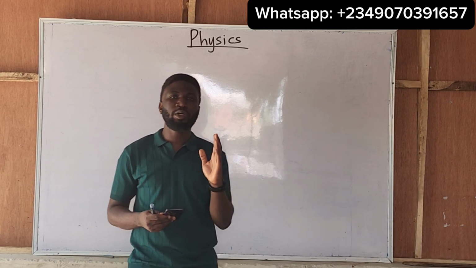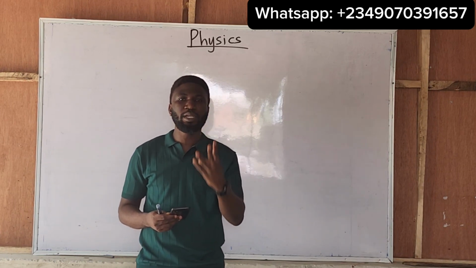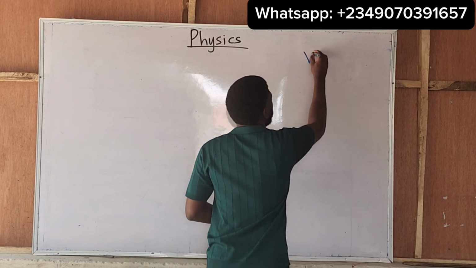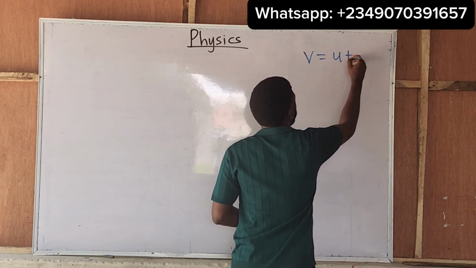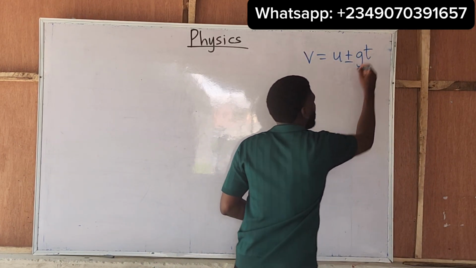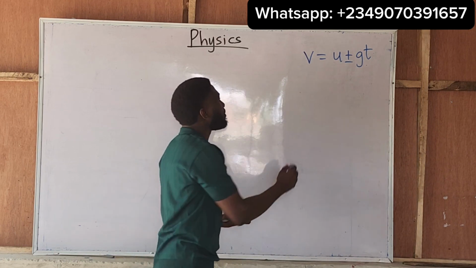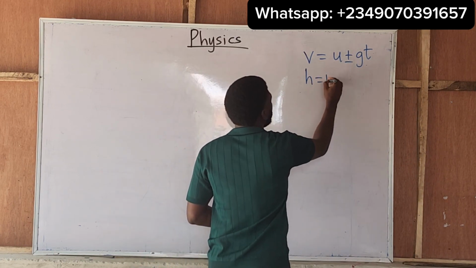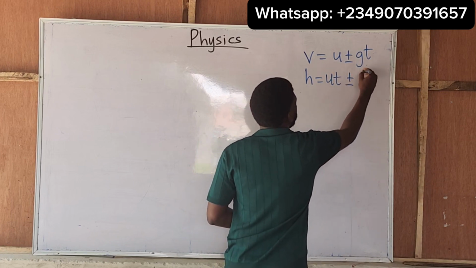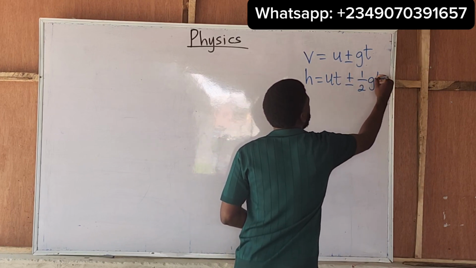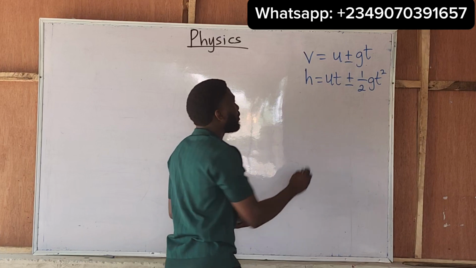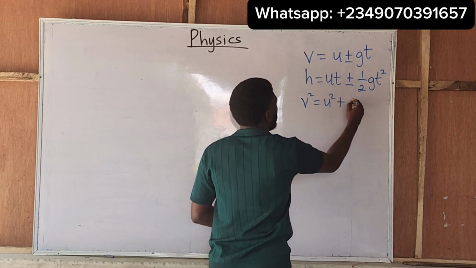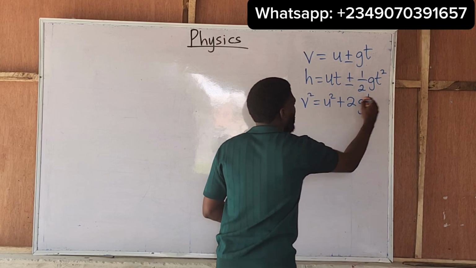So for motion under gravity, there are three formulas you need to know. The first one is V equals U plus or minus GT. Then the second is H equals UT plus or minus half GT squared. Then the third one is V squared equals U squared plus or minus 2GH.